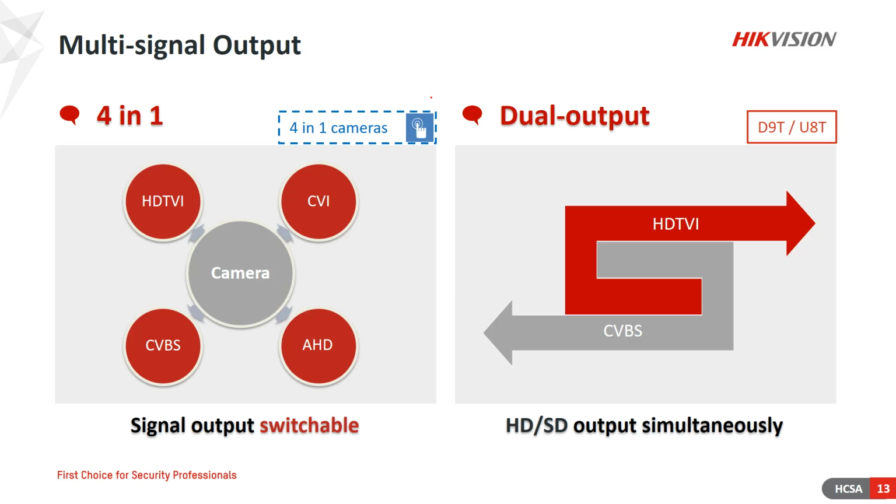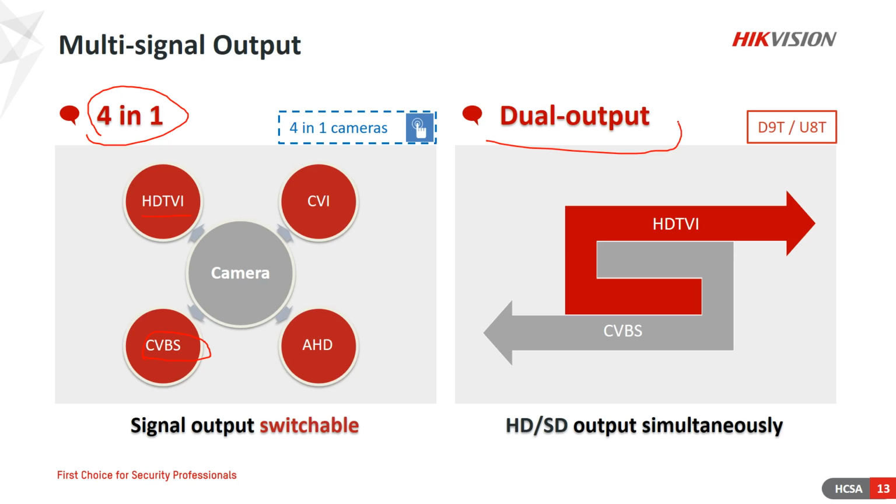And let's talk about the multiple signal output. For the camera, we call the function 4-in-1. What does 4-in-1 mean? It is one camera, but it's going to output 4 kinds of analog signals, like TVI, CVI, AHD, and CVBS. The different kinds of analog signals can be output by the camera. We just need to switch. There's a small button, and I just press the button for a few seconds. Then it's going to switch to another kind of analog signal. So you can just change it by yourself.